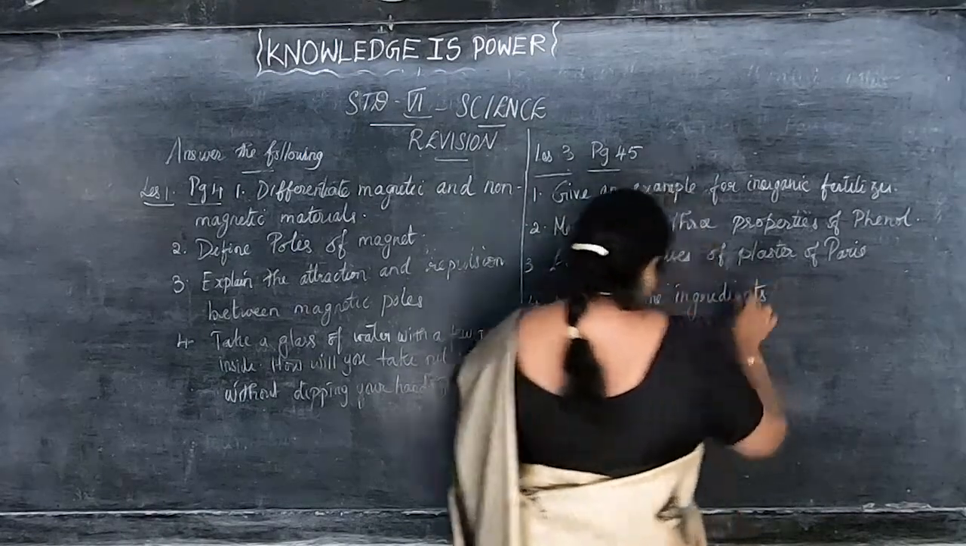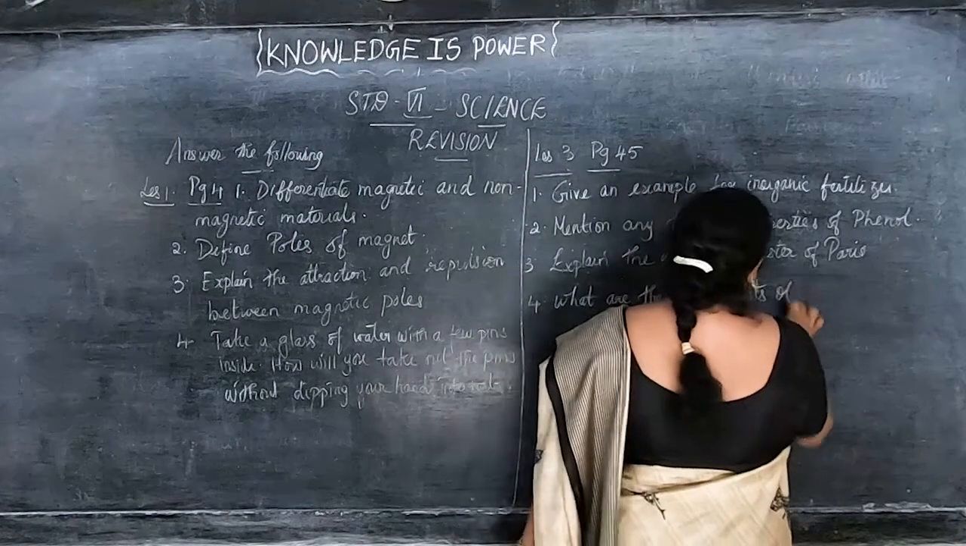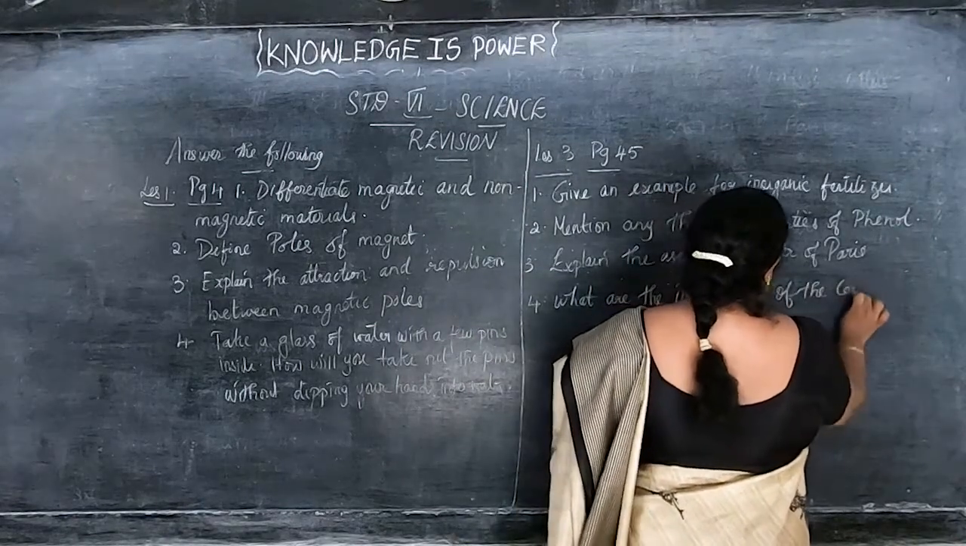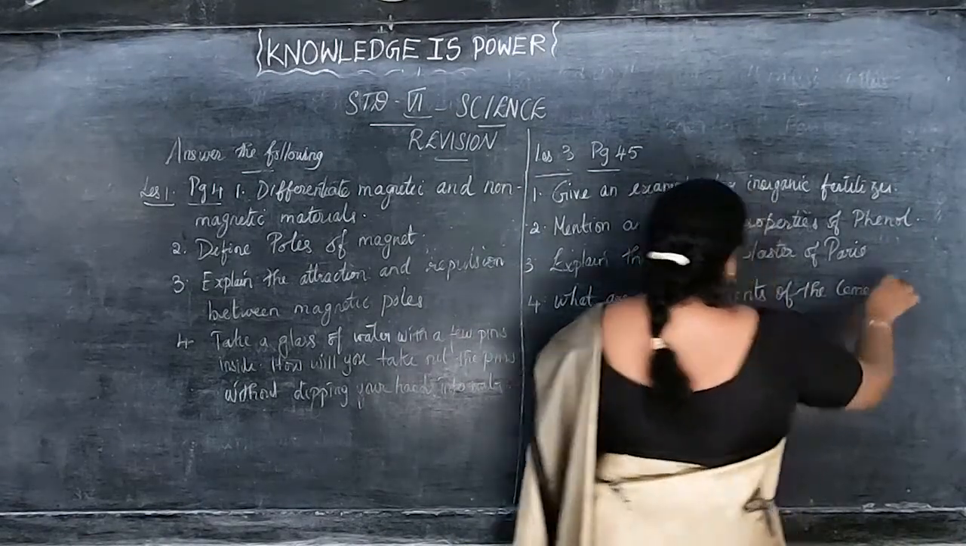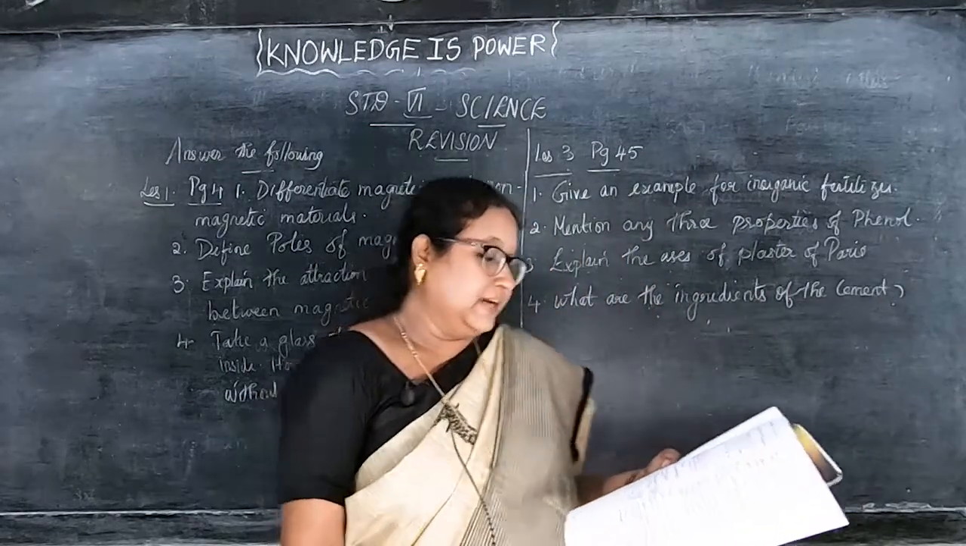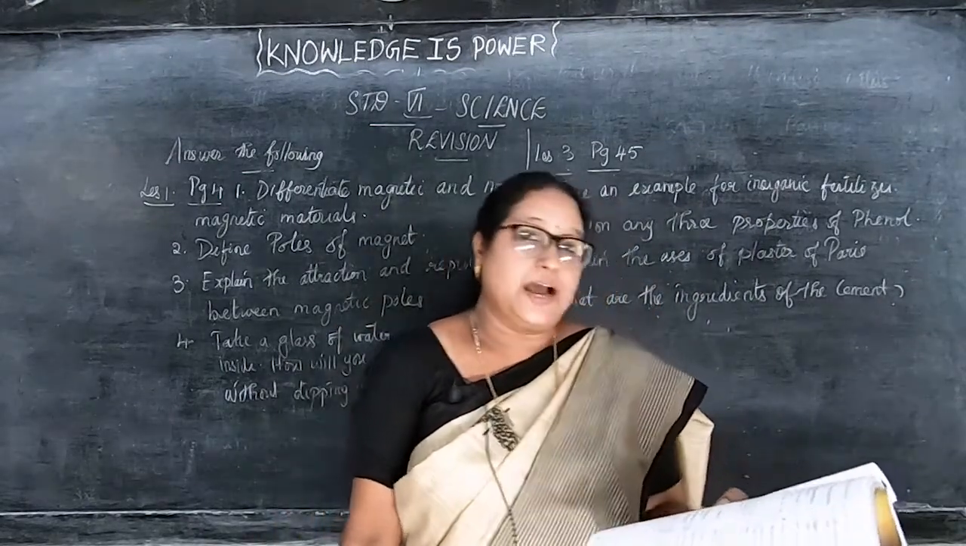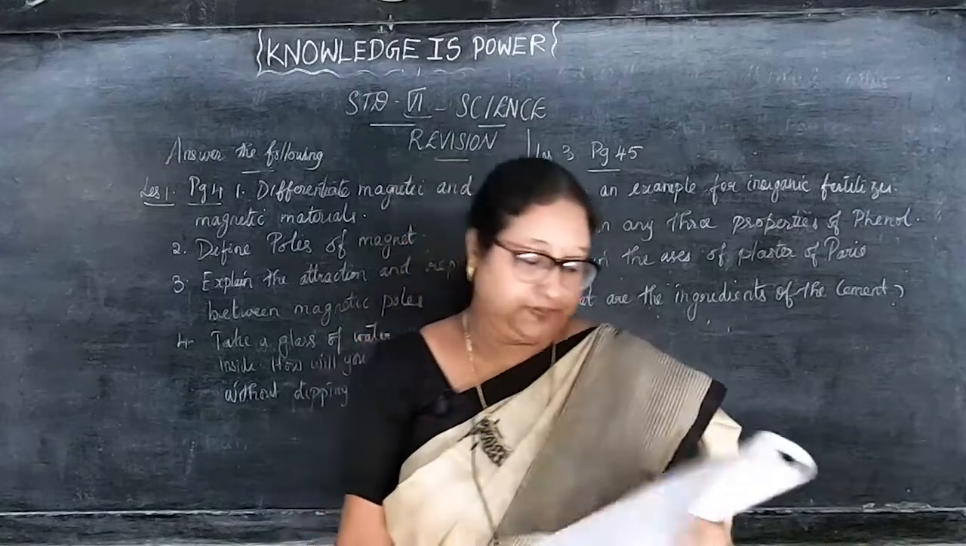What are the ingredients of the cement? The answer is, the ingredients of the cement are lime, clay and gypsum.